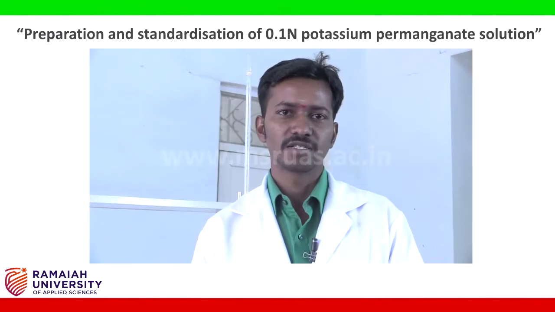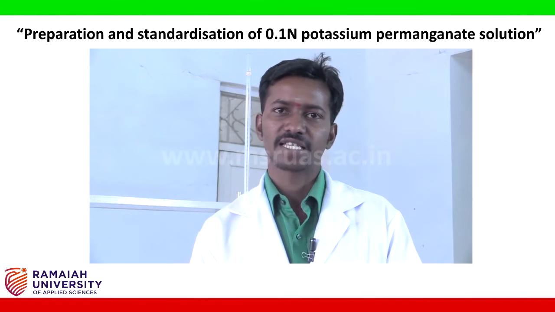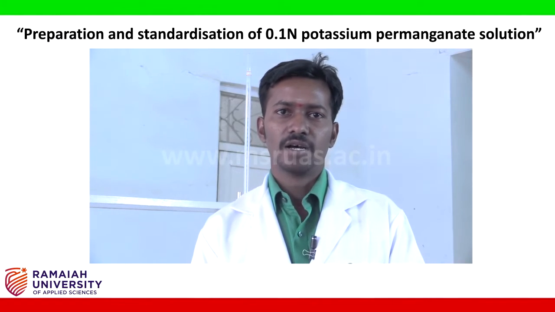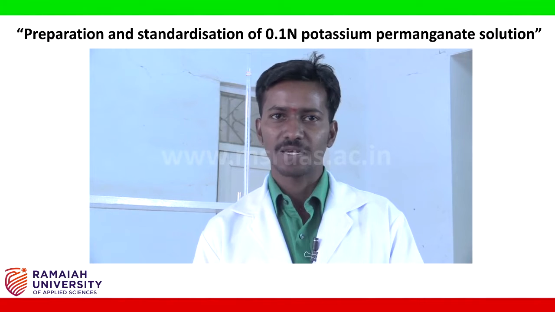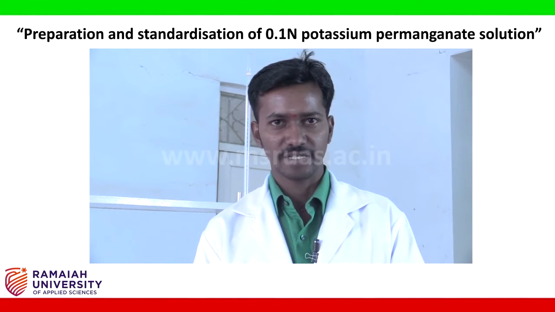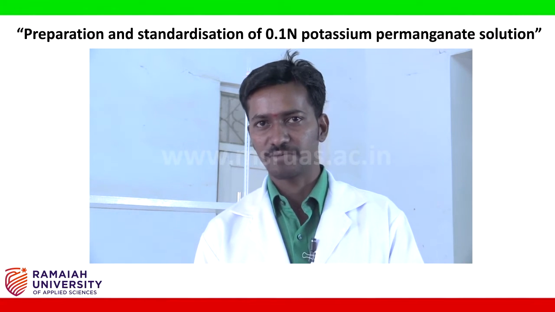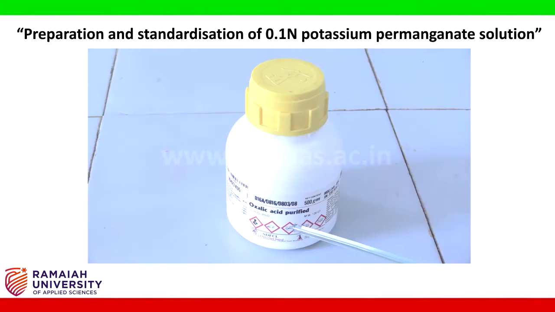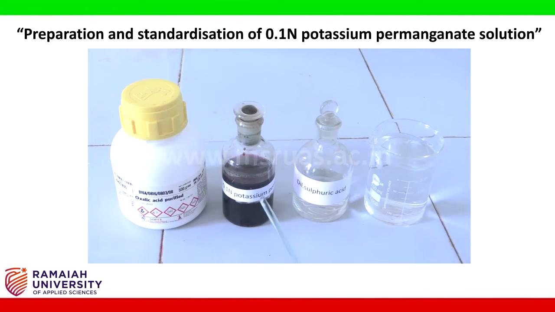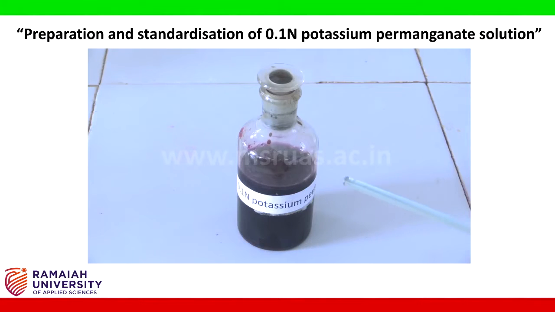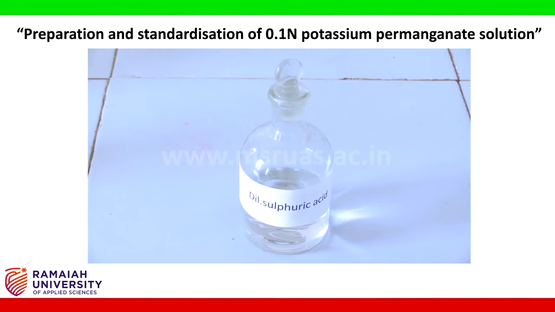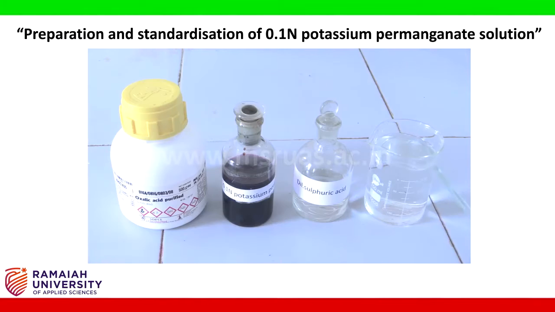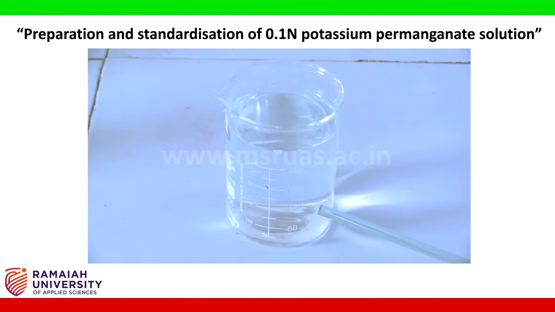Hi students, today we are going to perform the standardization of potassium permanganate. Aim of the experiment is to standardize the given potassium permanganate using oxalic acid as a primary standard. The chemicals required for the experiment are oxalic acid, used as a primary standard; potassium permanganate, whose exact strength we are going to find out; dilute sulfuric acid to maintain the acid medium for the reaction; and distilled water for the preparation of reagents.